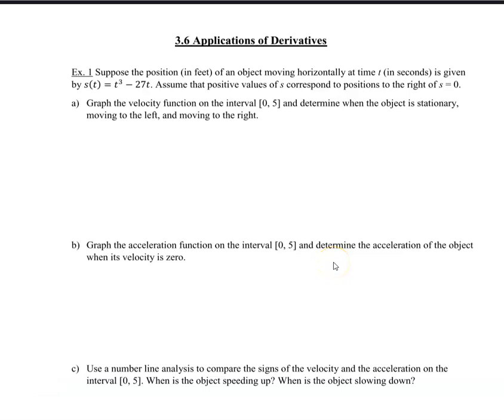All right, let's take a look at some applications of these derivative functions in this section. So we're going to look at a few different ones. We're going to look at some science applications, some business applications, and a few different ones in class tomorrow.